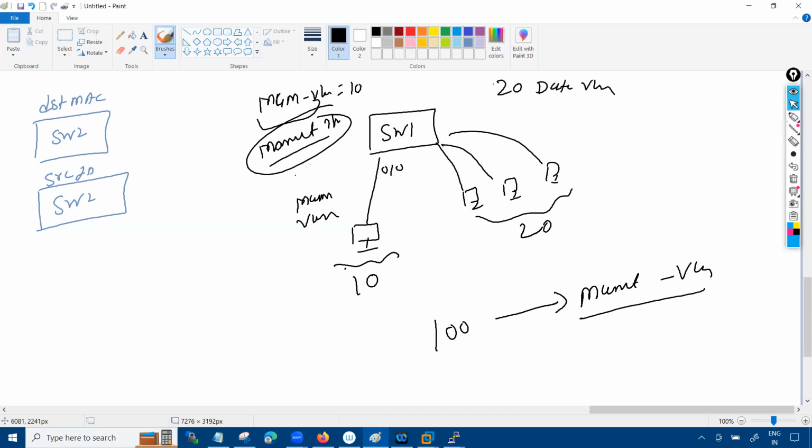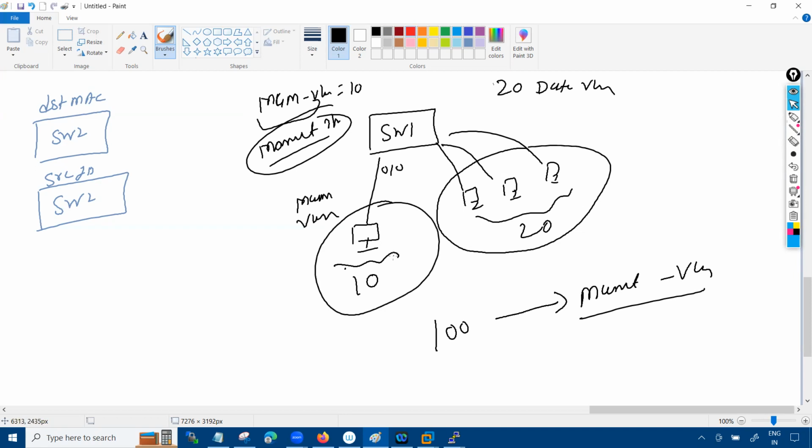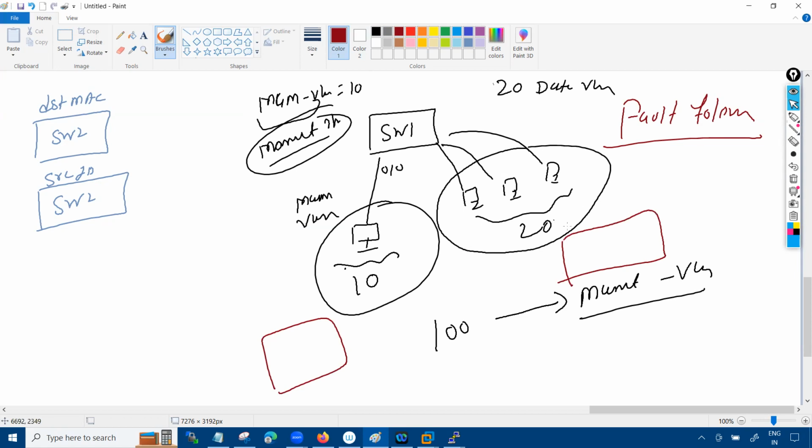Now, why are we keeping two separate VLANs? Why are we not keeping the management user in the same VLAN number 20? Why are we keeping a separate domain? The reason is fault tolerance. Remember I told you that VLAN creates a separate MAC address table. VLAN creates a separate MAC address table.